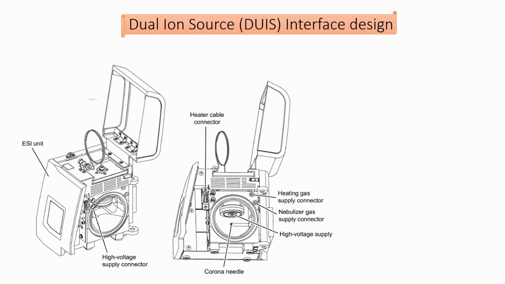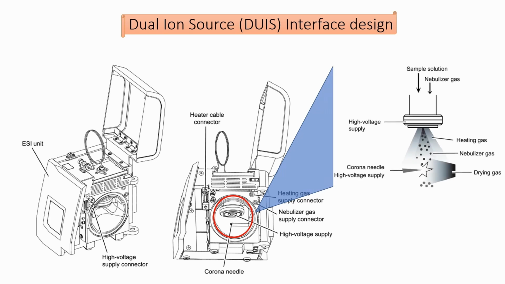Let's look at the design of it. Sample solution from HPLC will enter the DUIS interface from this position. After that, the sample solution will travel downwards and reach the ESI probe, where the ionization with the ESI technique will occur. Sample solution that is not ionized will continue downwards to hit the corona needle. This is when ionization with the APCI technique will occur. Here is a zoomed-in simplified diagram of the DUIS interface design.